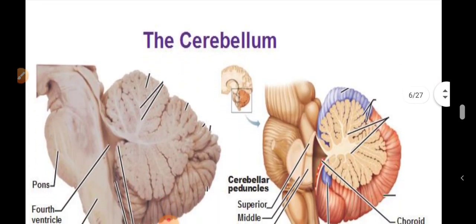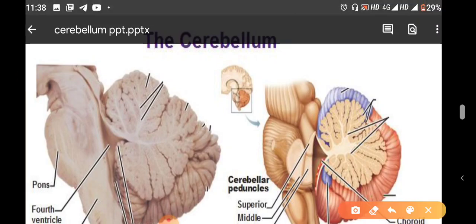So in the diagram you can see this is the largest part of the hindbrain. The surface of the cerebellum is thrown into folds, that is called folia, and you can see the fissures also. So this is the part of cerebellum.